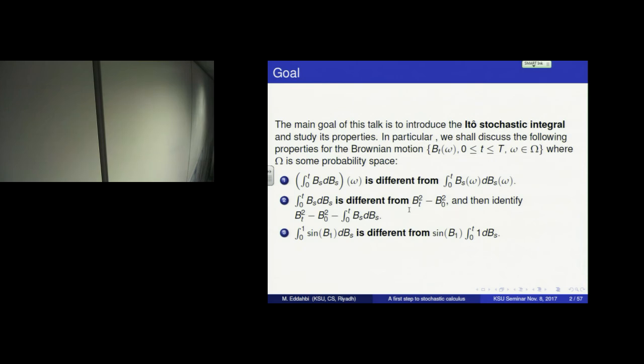The definition of that object is the limit of the summation of B_ti times B_ti+1 minus B_ti. You should evaluate the integral at the left end point. This is the main idea for the Ito integral. Once you do this, your summation converges.